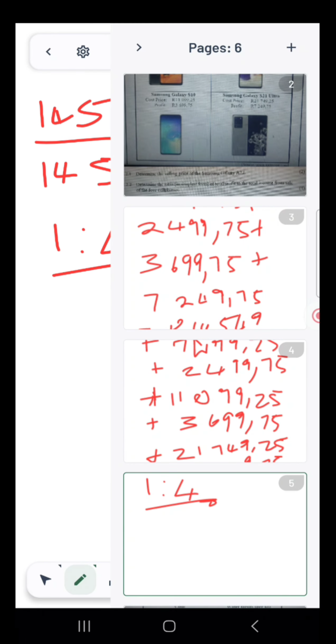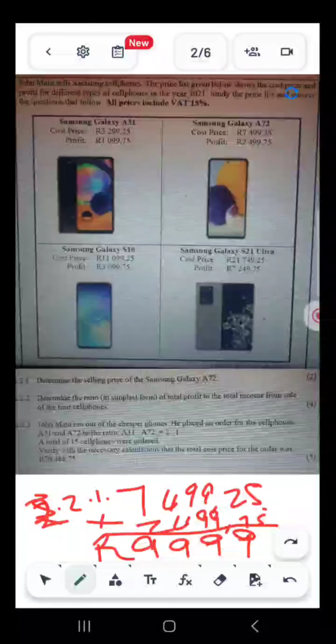Okay, now let's go to the next question. It is 5 marks, so it means even more calculations, right? So they say John Matu ran out of the cheapest phones. Okay, this is the first two; those are the cheapest. He placed an order for the cell phones A31 and A72 in the ratio 2:1. So for every 2 A31, he got 1 A72. A total of 15 cell phones were ordered.